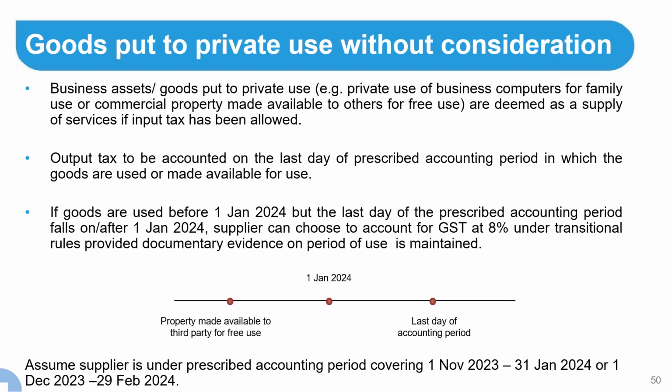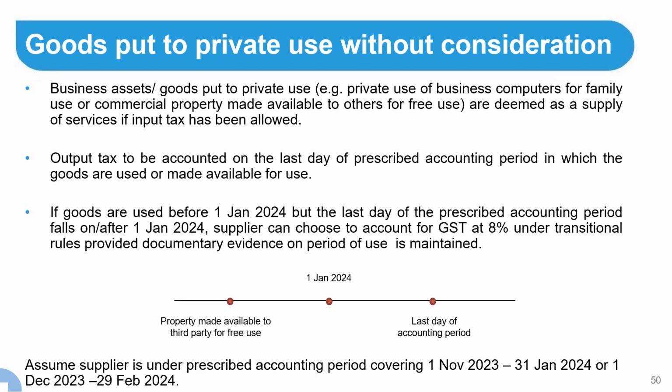When you use your business goods or assets for private purpose, or make them available to any person for use other than for a purpose of your business without receiving any payment in return, this is deemed as a supply of service if you have been allowed input tax on these business goods. The time of supply for the deemed supply, that is when output tax should be accounted, is the last day of the prescribed accounting period in which the goods are used or made available for use.